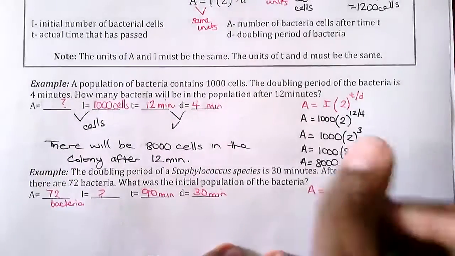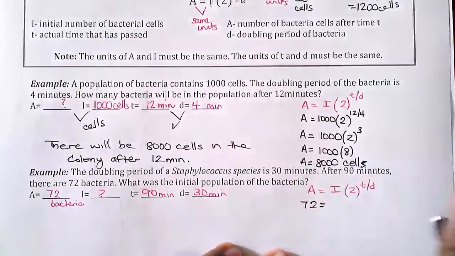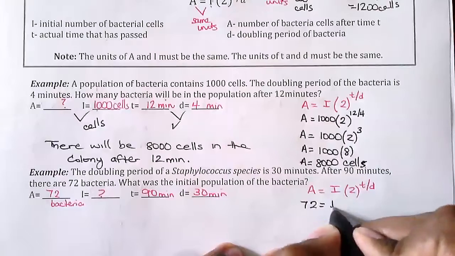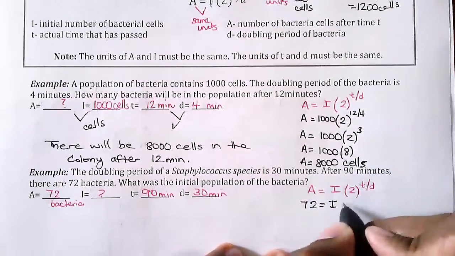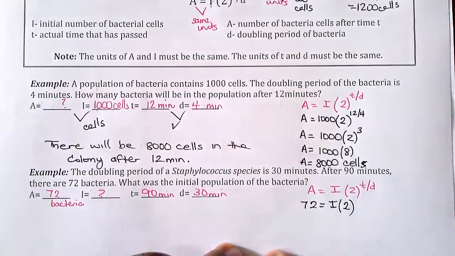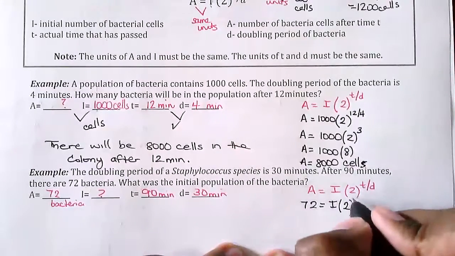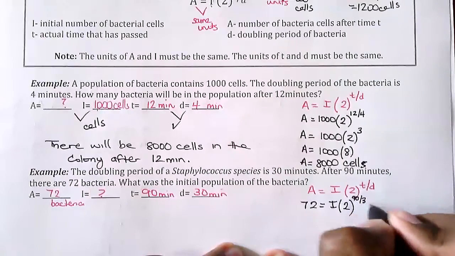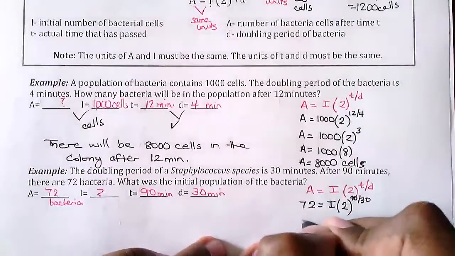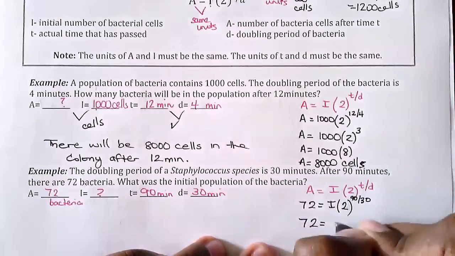So the A in this case is 72. The I is unknown, so we're going to leave it as is. The base is 2. The time is 90 divided by the D, which is 30. So 90 divided by 30. So here we have 72 is equal to I.